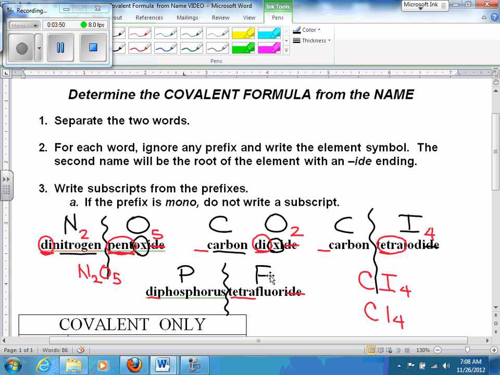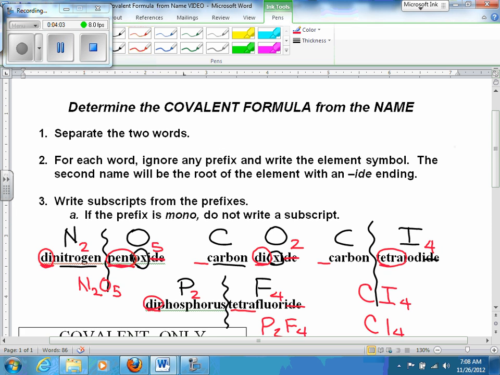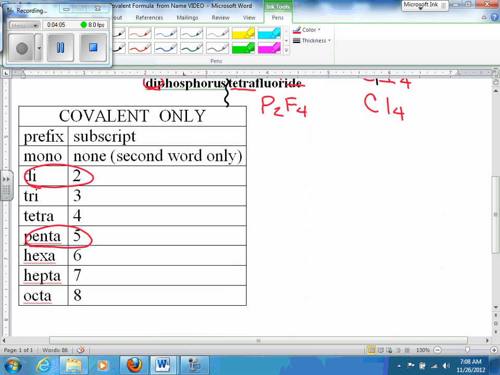Now we get to get the subscripts. The subscripts are going to be di, so that's a 2, and tetra, again, is a 4. So this is P2F4.